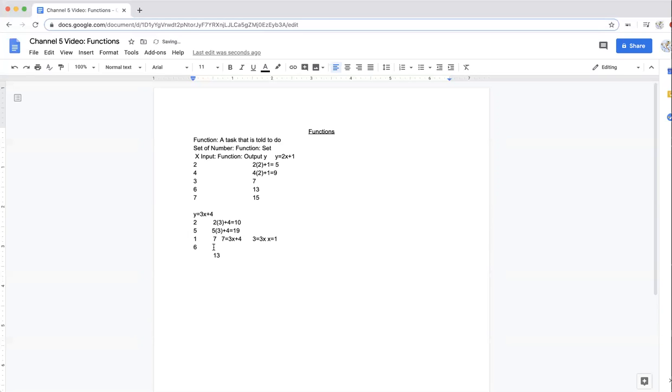Now 6, how would you write this? Well, 3x plus 4, so 6 times 3 plus 4, which is equal to 22. Now in this case, we have to do the same thing, go backwards. So it would be 13 equals 3x plus 4. Then it would be minus 4 on both sides. 9 equals 3x. x would be equal to 3. And that's how simple functions are.